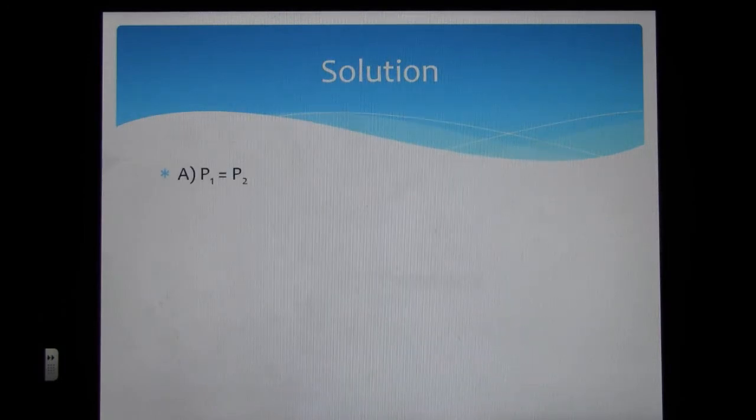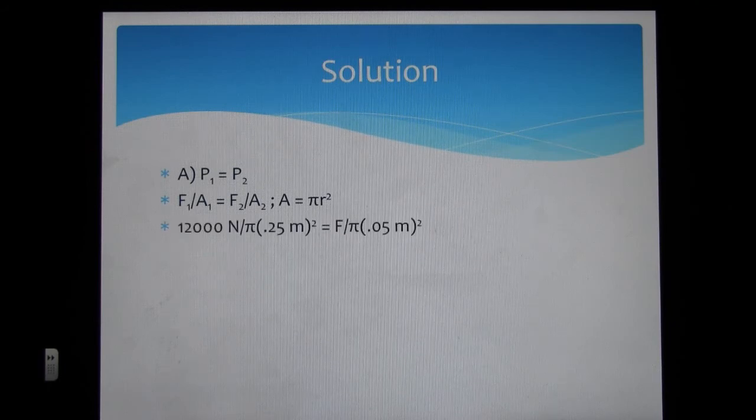According to Pascal's principle, a pressure at point 1 is equal to a pressure at point 2, or anywhere throughout the fluid, but pressure is force divided by area, so F1 over A1 equals F2 over A2. But area of a piston, or a cylinder, is going to be pi r squared. F1 is the larger piston, so 12,000 newtons is the weight of the car on that piston, divided by the area of that piston, so pi r squared. Set that equal to the force 2, which is what we're looking for, divided by pi r squared of that piston. Do a little algebra, and we find the force to be 480 newtons.